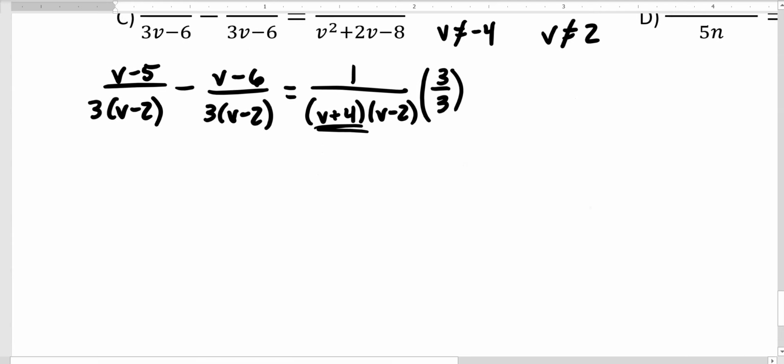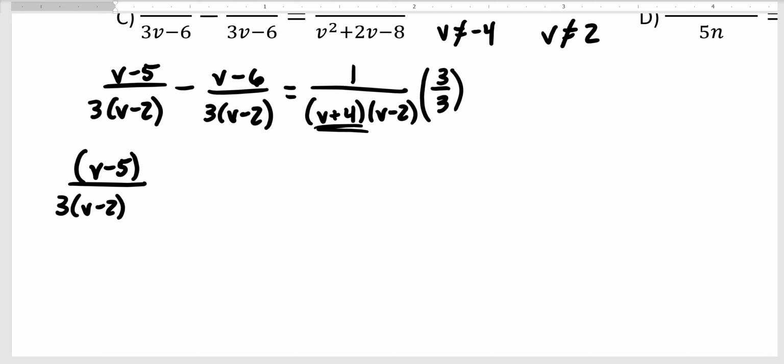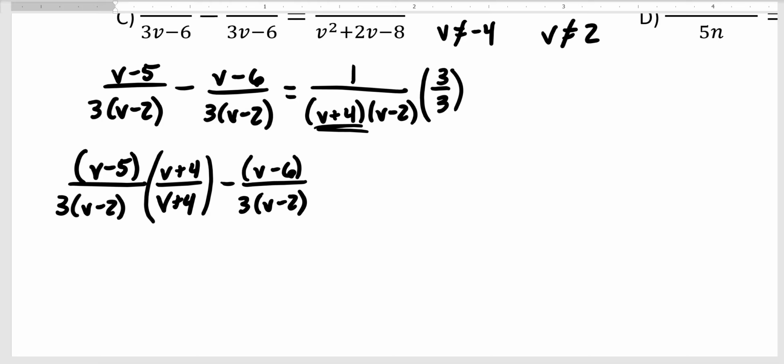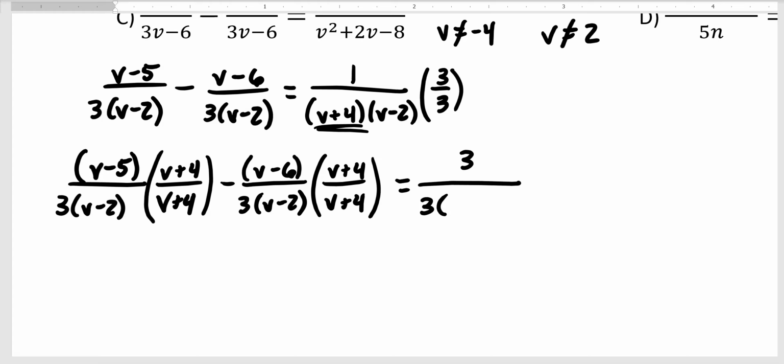So let's write all this out here. v minus 5 over 3 times v minus 2 times v plus 4 over v plus 4 minus v minus 6 over 3 times v minus 2 times v plus 4 over v plus 4 equals, and then I'm going to say we already multiplied that out, 3 times v minus 2 times v plus 4.